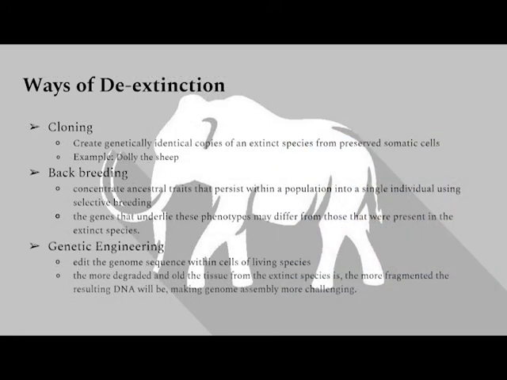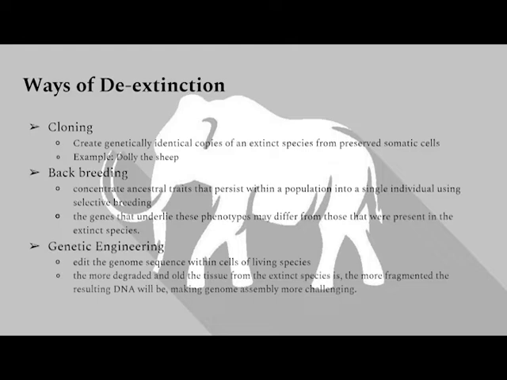There are 3 ways of de-extinction. The first one is cloning. Cloning aims to create genetically identical copies of extinct species from preserved somatic cells. And the most famous example is Dolly the sheep in 1997.